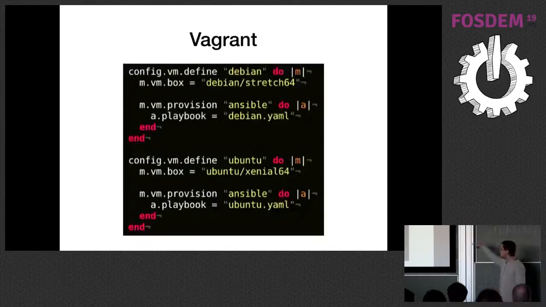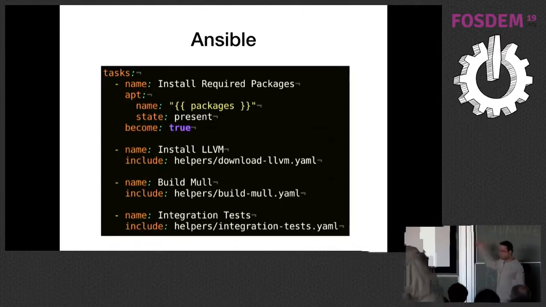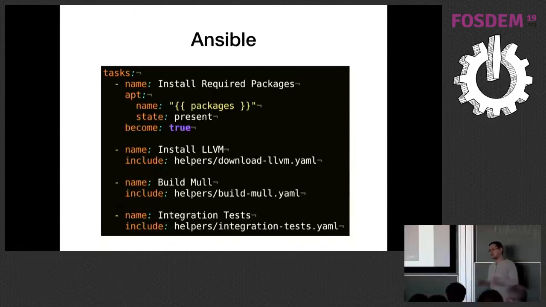Here you may notice the VM provision Ansible, and then a playbook, ubuntu.yaml. Playbooks are just a set of tasks that need to be done. This is an example. It's just a YAML file, and in our case, most of the parts are shared between all the other operating systems, like FreeBSD and Linux, but it's slightly different on Mac.